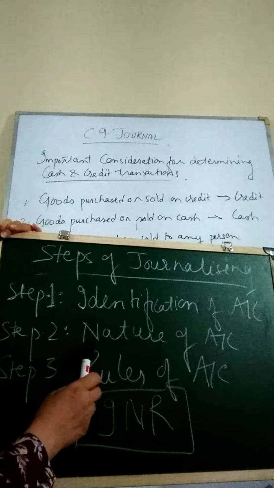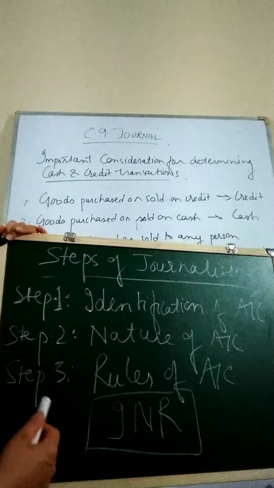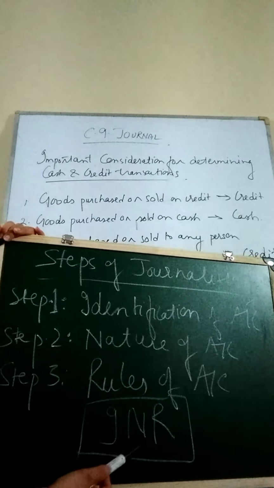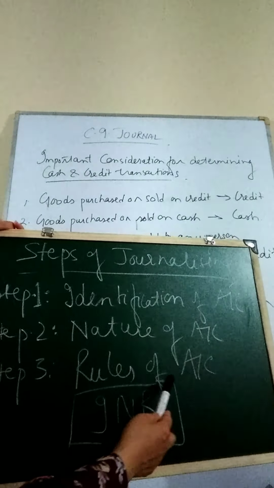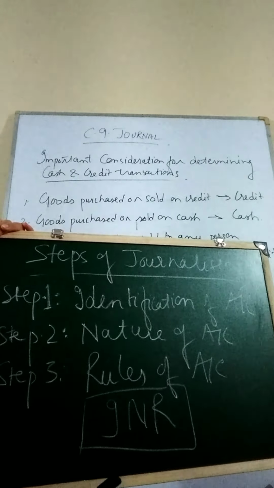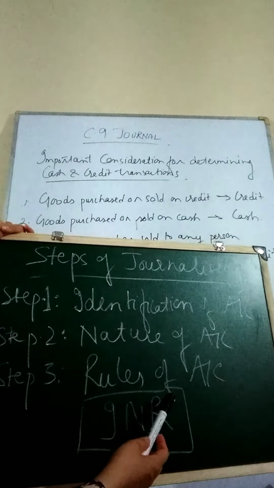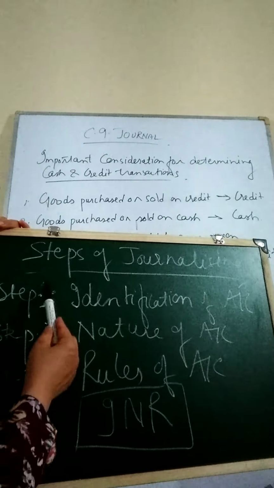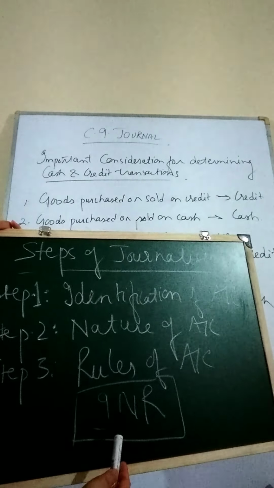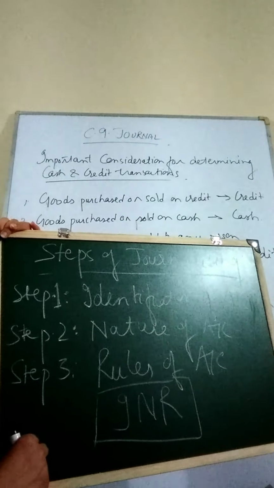Now what is the second step? Nature of the account. Nature of the account means what type of account it is, whether it is a real account, a nominal account, or a personal account. Step 3 is rules of account. What are the rules for a particular account that we are supposed to follow? We have already done these in the previous chapters and in the previous segment. The rules of the particular account have to be remembered. In short form, we can say INR: identification, nature and rules. These are the 3 steps we have to follow while we write any journal transaction.